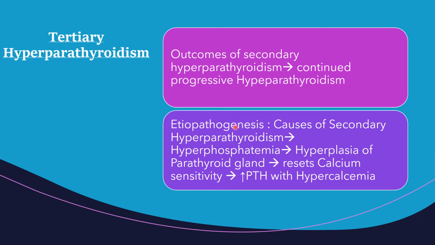The etiopathogenesis is that the cause of secondary hyperparathyroidism, like we said, chronic kidney disease, vitamin D deficiency, drugs, or calcium deficiency through any other cause, will lead to hyperphosphatemia. Hyperphosphatemia acts on the parathyroid gland, leading to hyperplasia of the parathyroid gland, and this resets the calcium sensitivity and leads to increased parathyroid hormone with hypercalcemia, therefore having again the same clinical findings as described before in primary hyperparathyroidism.